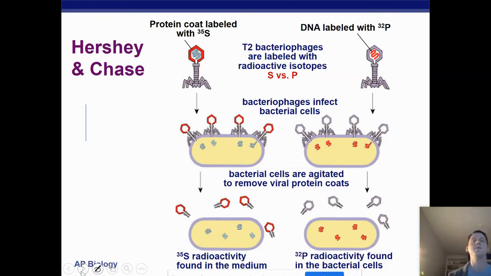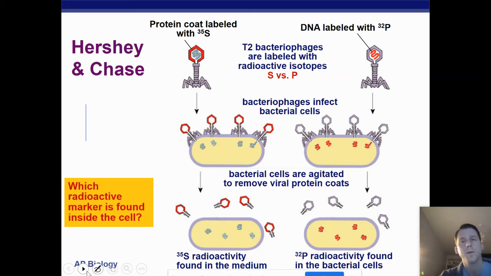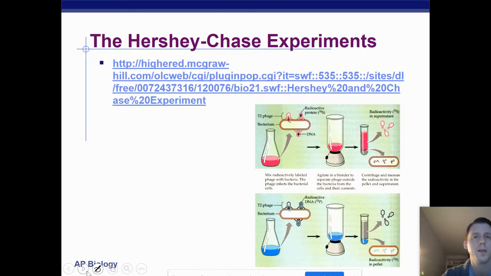So here's what happened. Here was the sulfur labeled protein. And when they radioactively labeled the protein, they did not find it inside the bacteria. And when they radioactively labeled the phosphorus in the DNA, they did find it in the bacteria, which told Hershey and Chase that it was in fact the DNA that was being used as a control mechanism, as those instructions, the genetic material. All right. So that was the Hershey and Chase experiment.